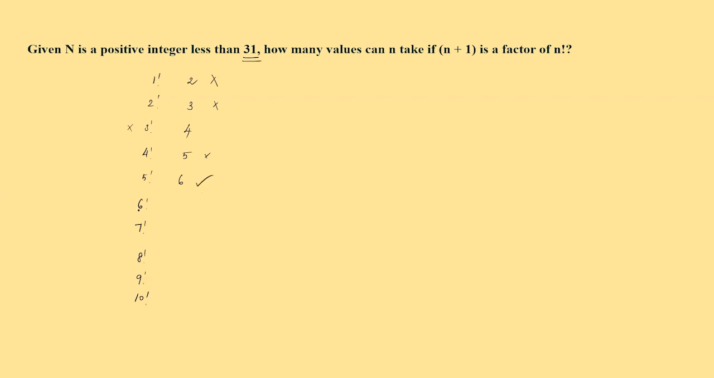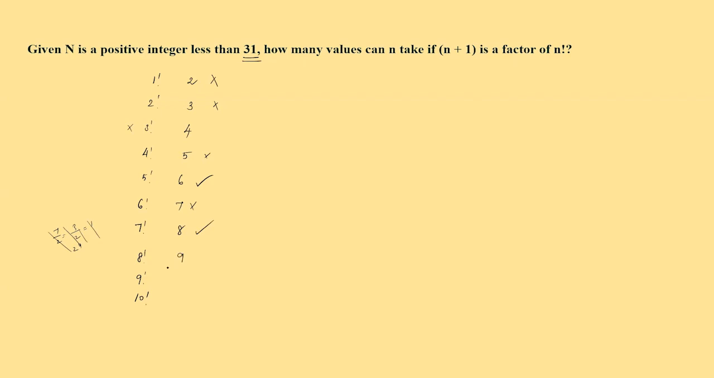Yes. Okay. And after that 6 factorial, next will be 7, right? n plus 1 is 7. Is 7 a factor of 720? No. And then here 8 is n plus 1. Is 8 a factor of 7 factorial? Obviously yes, because in 7 factorial you have 2 power 4, so there are four 2's inside. So this number definitely will be divisible by 2 cube.